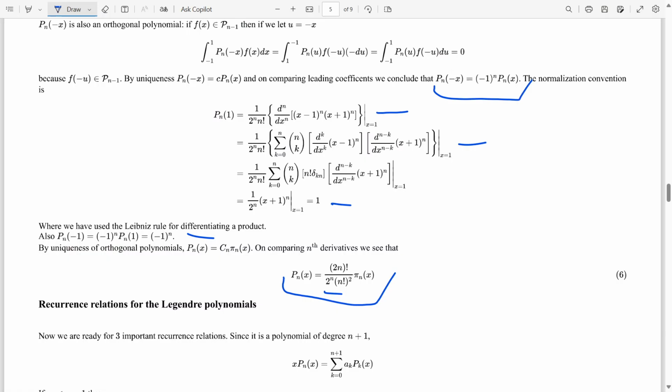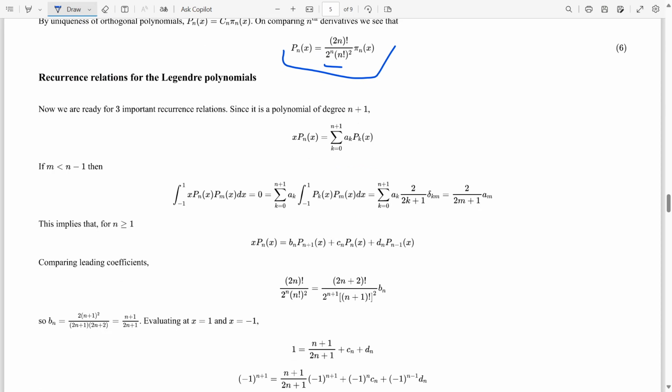We will require 3 recurrence relations in our program to compute Gauss-Legendre quadrature formulas. So the first one, I take x Pn of x, and it's a polynomial of degree n plus 1, so we can write it as a linear combination of Legendre polynomials of degree 0 through n plus 1. Choose any m less than n minus 1, and multiply the equation above by Pm of x and integrate from minus 1 to 1.